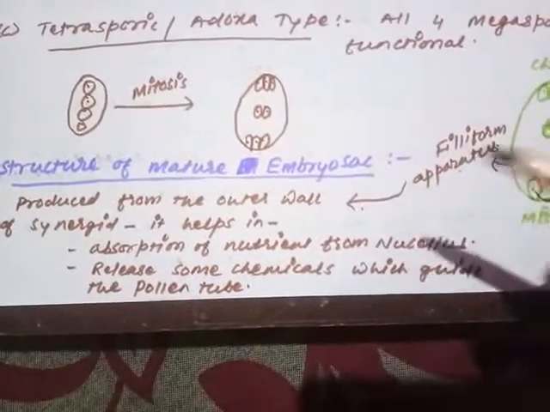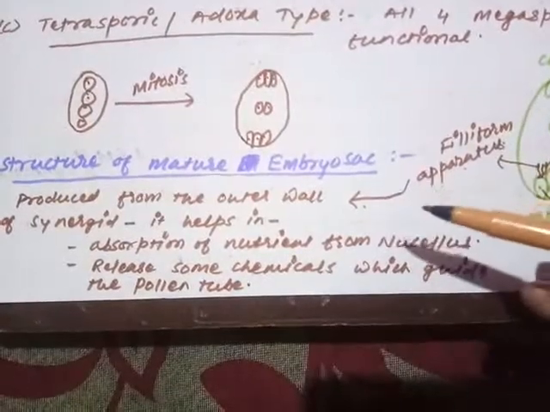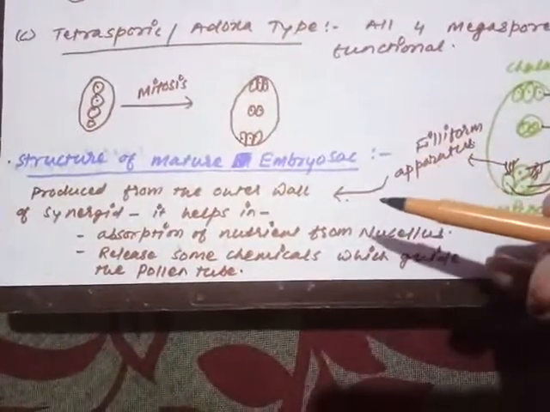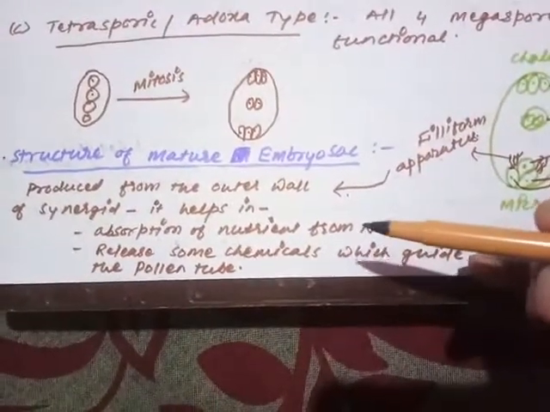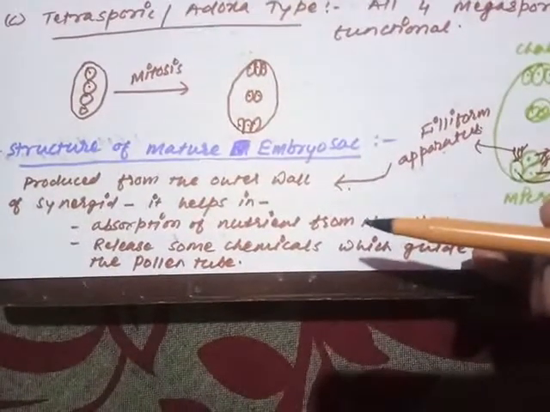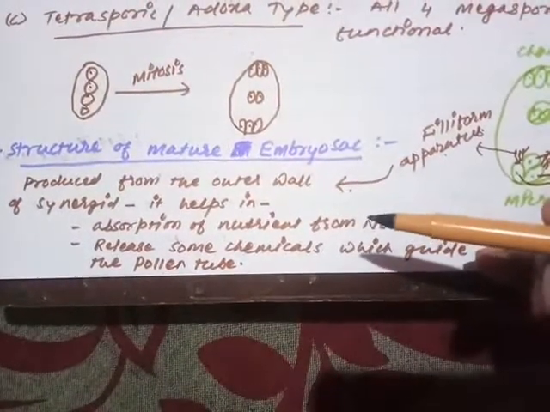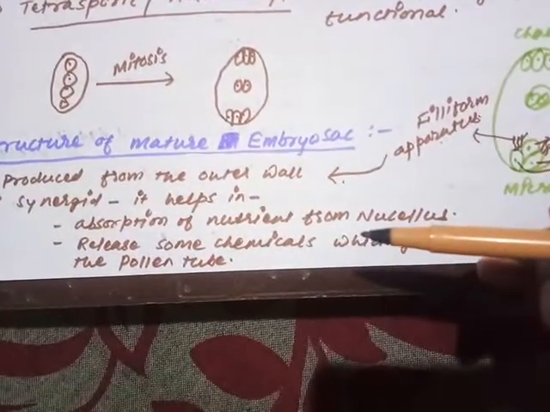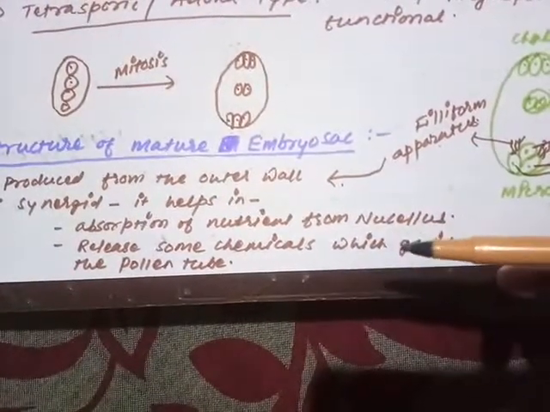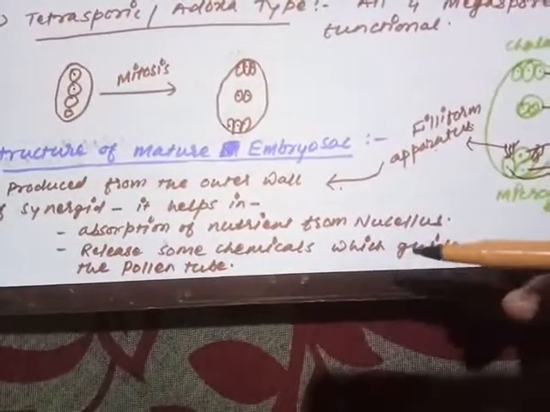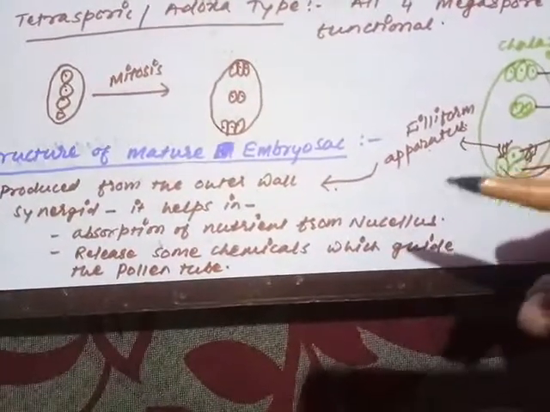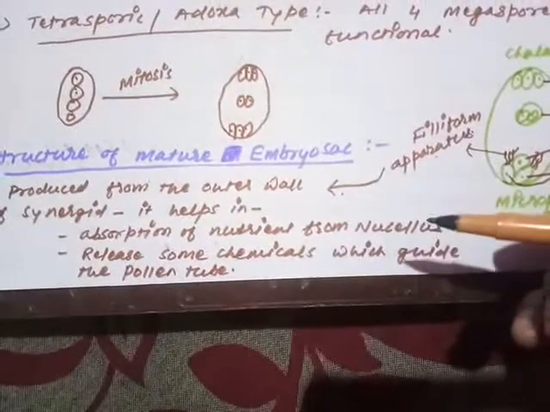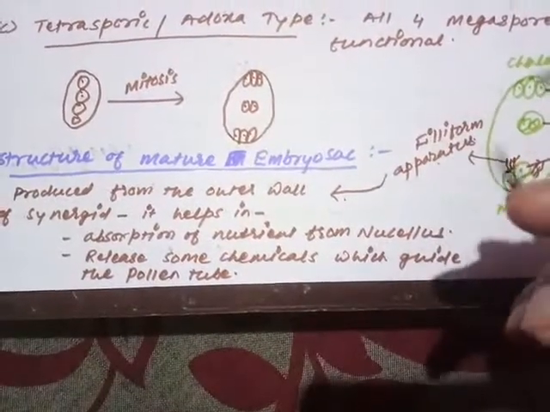What it does, first of all, it absorbs the nutrition from the supportive cell, the nucellus, so that it could keep the megagamete, the egg cell, more viable. And secondly, it releases certain chemicals which attract the pollen tube towards them. And finally, they guide the pollen tube to enter into the female gametophyte for successful fertilization. So this is clear to you all.